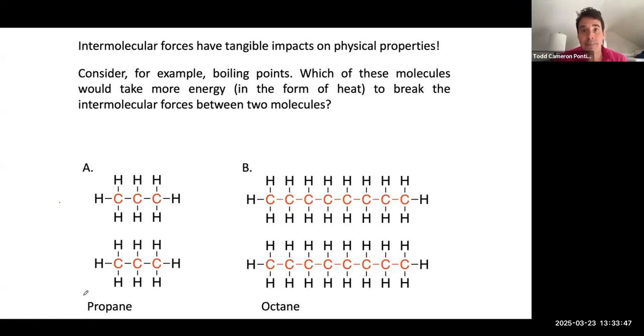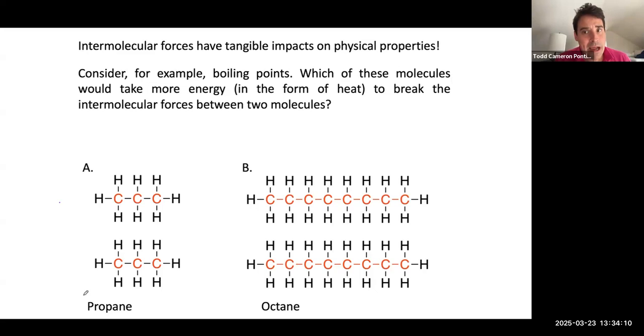Intermolecular forces have tangible impacts on physical properties. A good example of this is melting point and boiling point. Melting point is the temperature at which you have enough kinetic energy to turn a solid into a liquid, and boiling point is the temperature at which you have enough kinetic energy to turn a liquid into a gas. Let's do a little case study here, and let's look at propane versus octane.